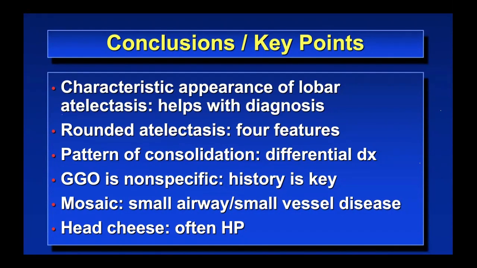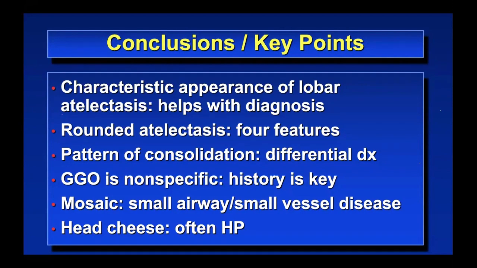So mosaic attenuation can occur in small airways or small vessel disease. How do you differentiate if we see mosaic attenuation? Is it small airways or small vessel disease? Well, look at your expiratory views. Small airways disease should have air trapping. Small vessel disease does not have air trapping. But on the inspiratory views, they can look exactly the same.